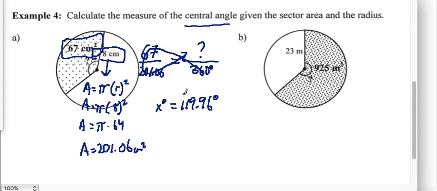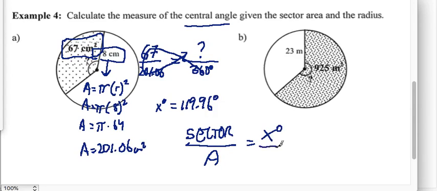And that's my central angle. Again, even though I didn't start off knowing the radius and the angle, I was still able to find my answer to the problem because I used this proportion here. So remember this proportion one last time. Sector area over total area equals x degrees, that's your central angle, over 360 degrees. If you can remember that, then you'll be able to get through all of these problems dealing with sector area.